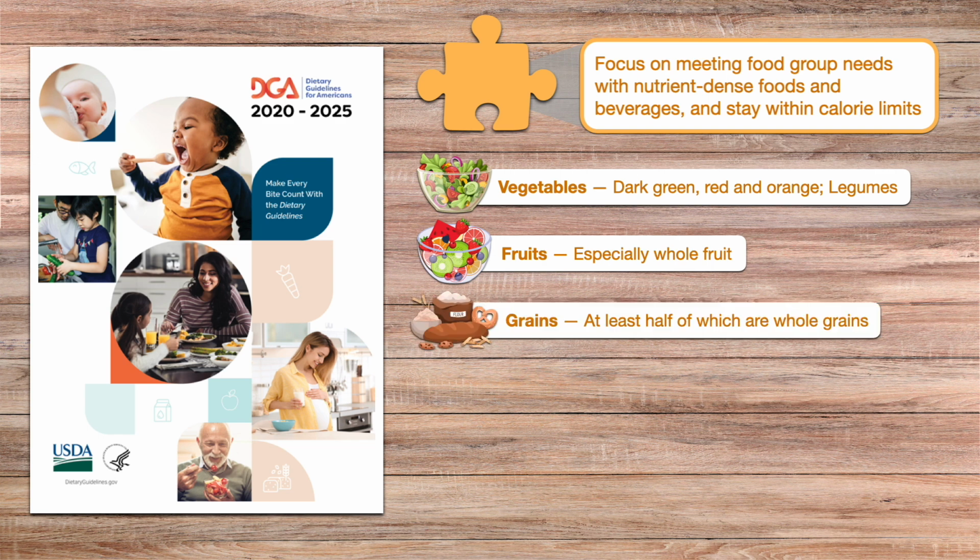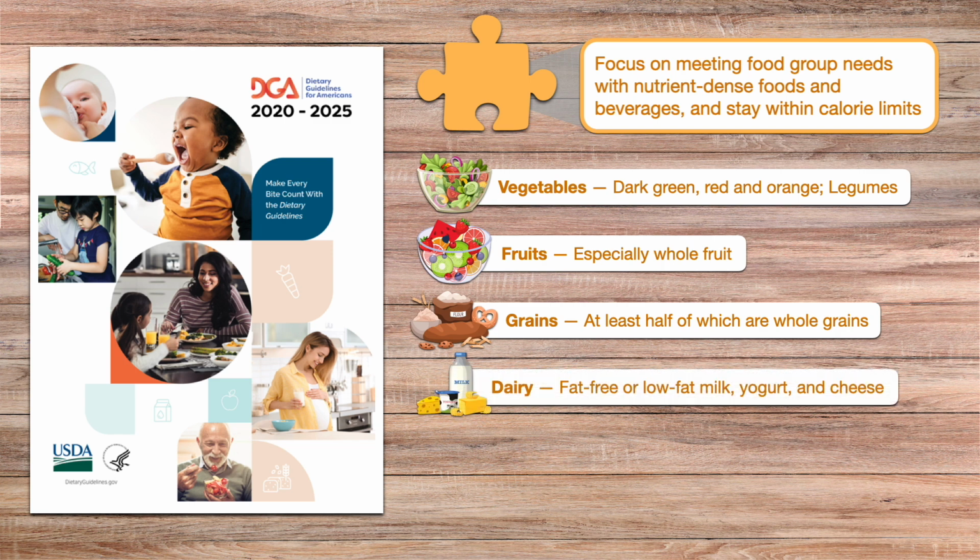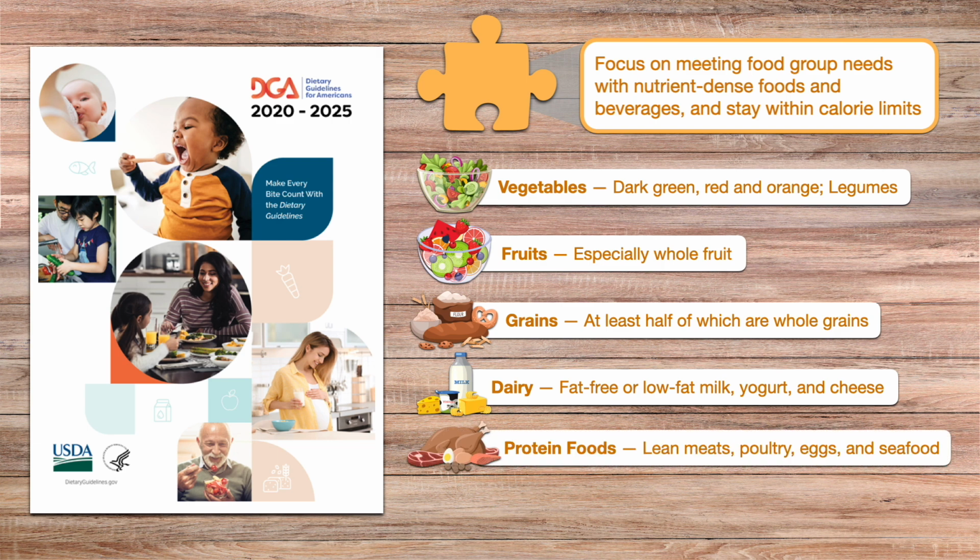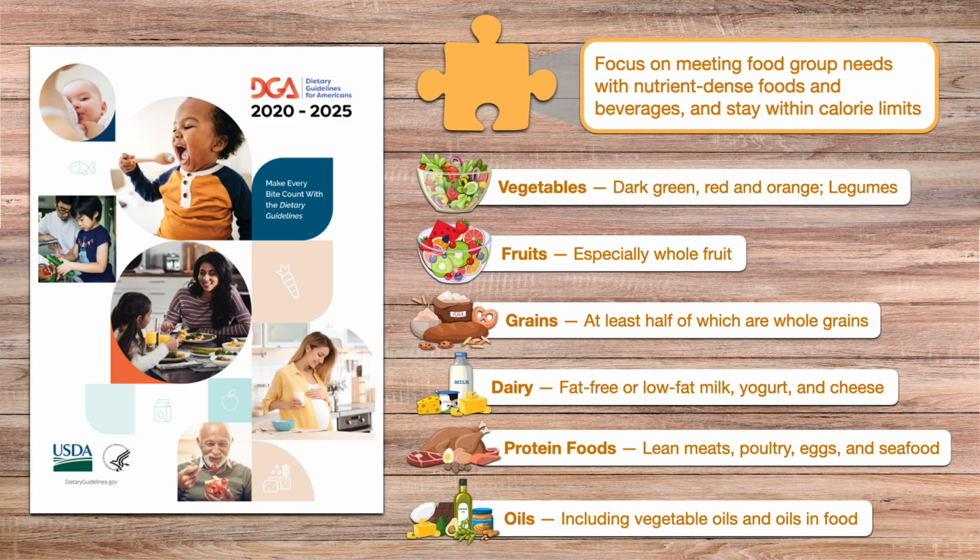For grains, at least half should be whole grains. For dairy, we should choose fat-free or low-fat milk, yogurt, and cheese, or fortified plant-based alternatives. For protein foods, we should choose lean meats, poultry, eggs, and seafood, with lean meaning they are low in total fat. And for oils, we should account for vegetable oils and oils in food.